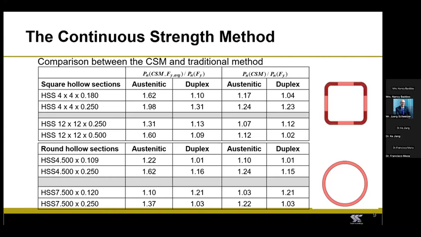So just so you are aware, all the cross-sectional dimensions that are shown in this table are given in inches. And if you look at the table carefully, you will see that you don't always achieve a larger resistance when using the CSM compared to the traditional method. The increase in resistance is only achieved for cross-sections that are compact. So this type of cross-section can develop strain hardening.